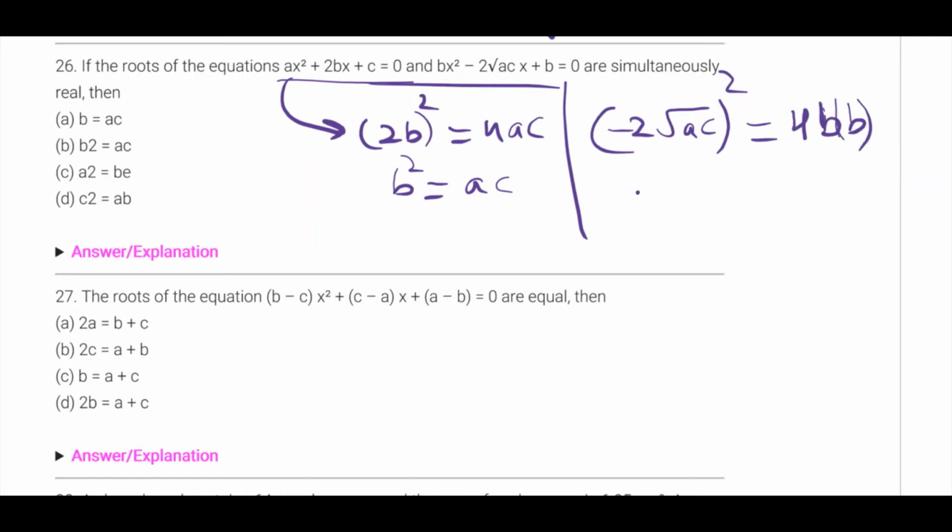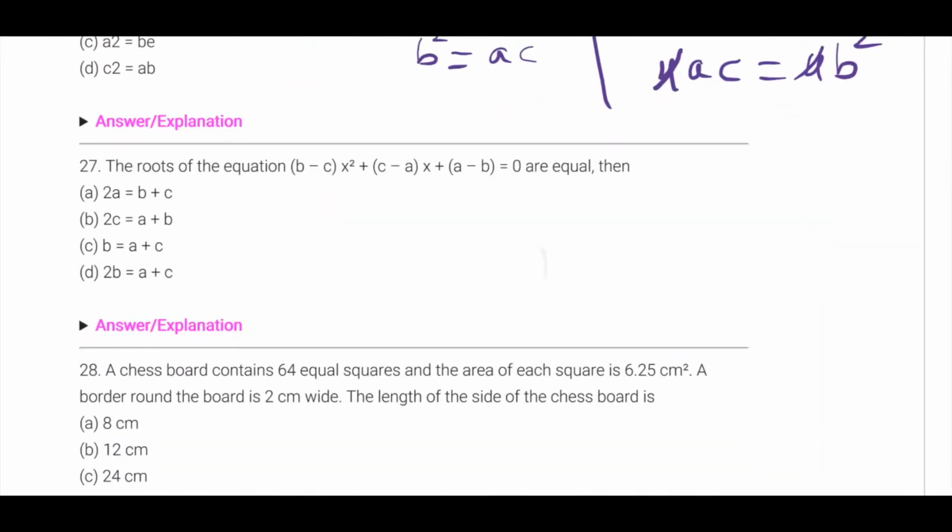This is 4ac equals 4b square. So in both the cases I got b square equals ac. Option B is the answer.